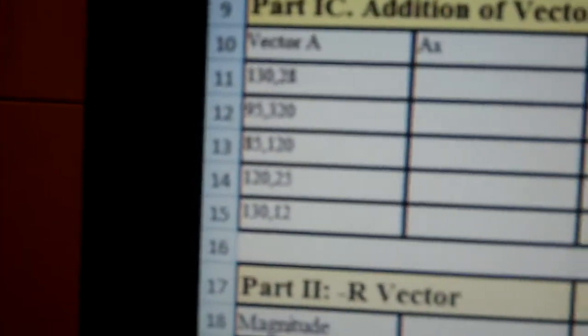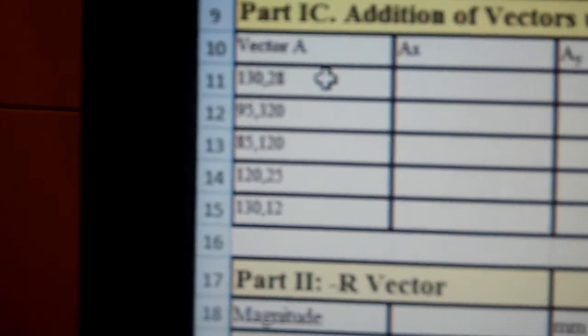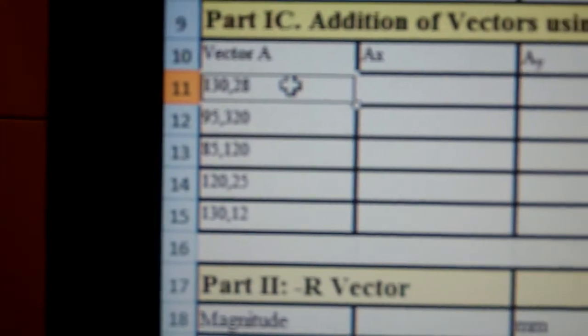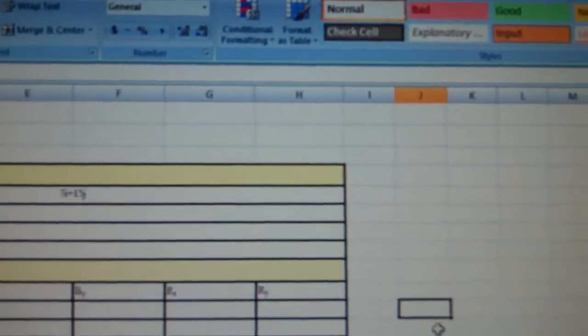Okay. Now down here you have vector A, and that says 130 comma 28. What does that mean? Well, that means that we've got a magnitude of 130 and an angle of 28. So our AX would be 130 and this isn't going to work here, but cosine of 28 degrees. Okay, that's just text. Now, if you know enough about Excel to figure out how to make it come out to be the right answer, good for you. I'm not going to care about it right now. I'm not going to teach you all that much about Excel. I'll teach you some, not that much.